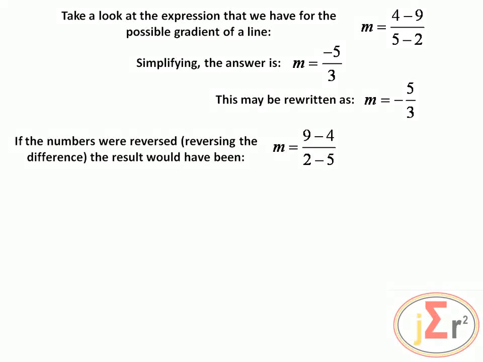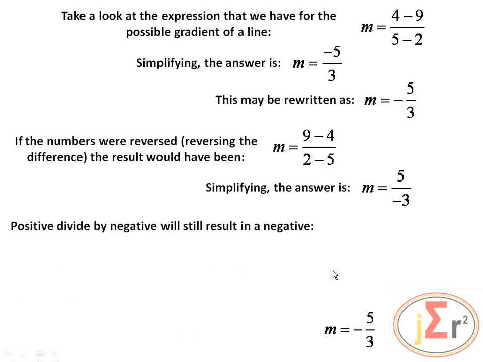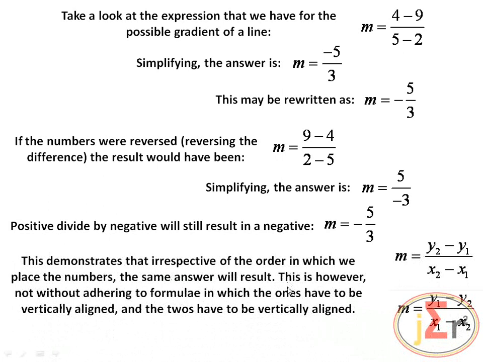If the numbers were reversed, reversing the differences, the result would have been the same. So we would have had 9 minus 4 over 2 minus 5. Simplifying the answer, we get 5 over negative 3. But what do we know? Positive divided by negative is still negative. So positive divided by negative will still result in a negative. M is equal to negative 5 over 3. The same. This demonstrates that irrespective of the order in which we place the numbers, the same answer will result.